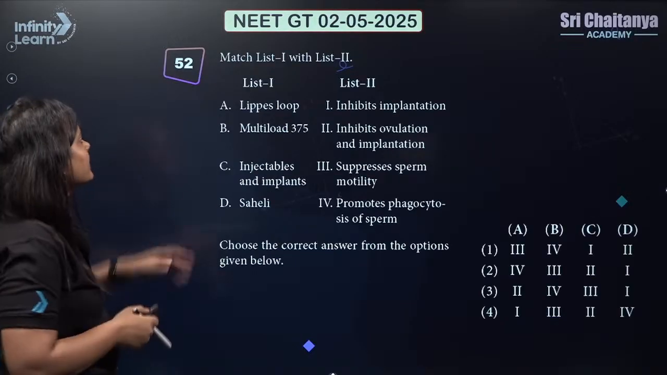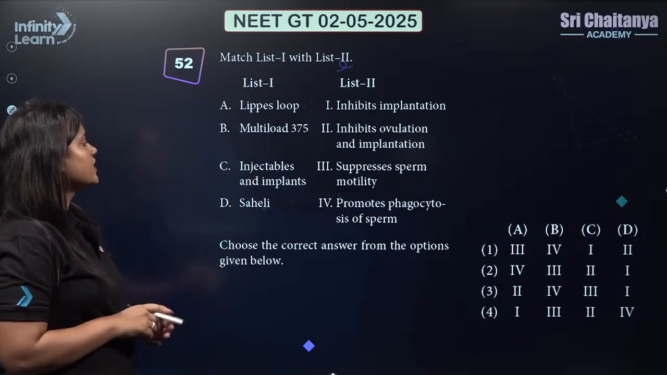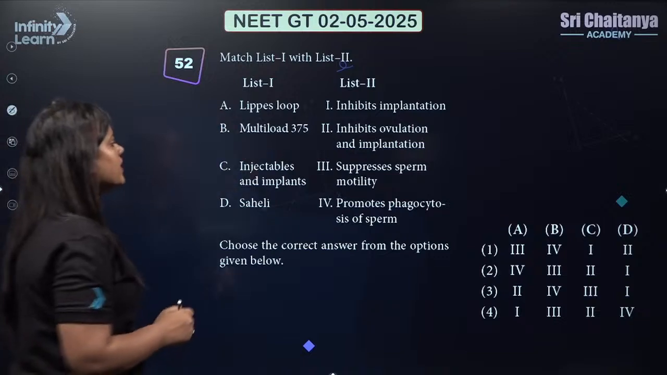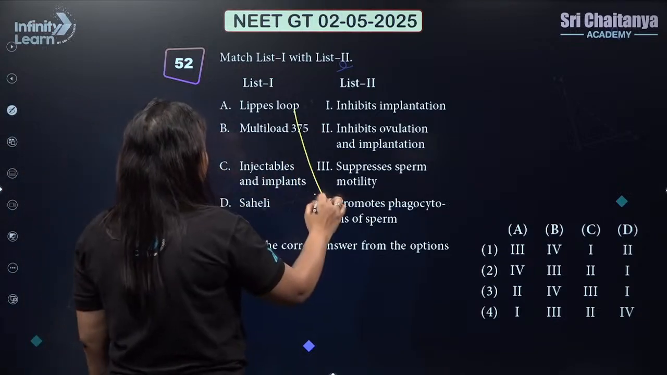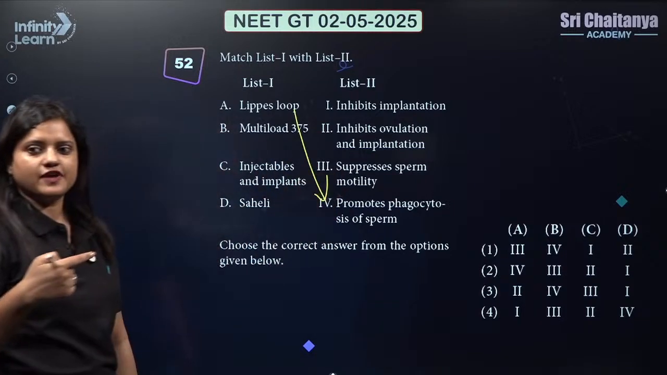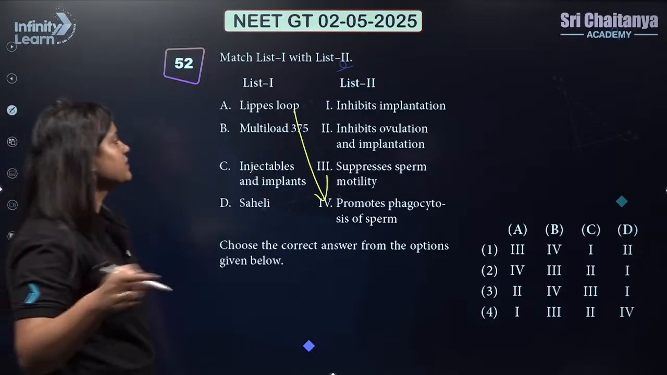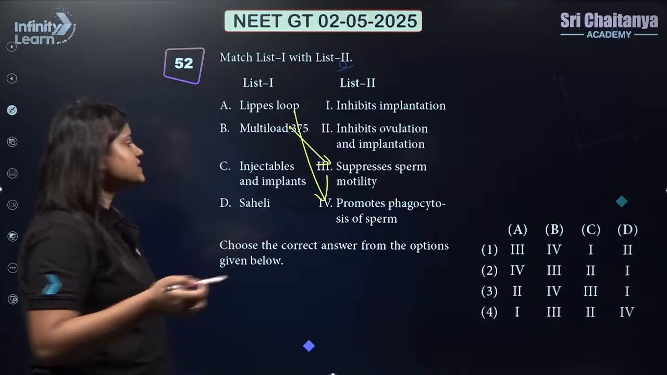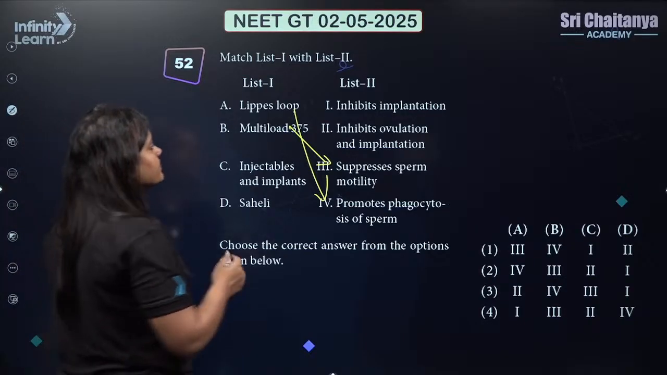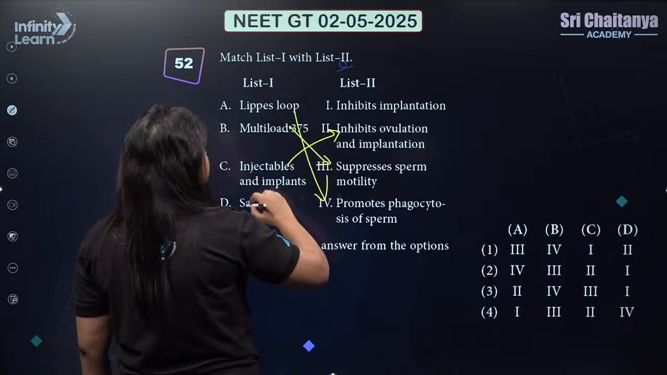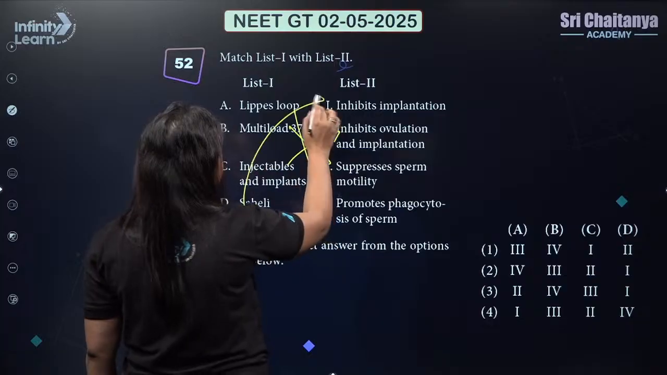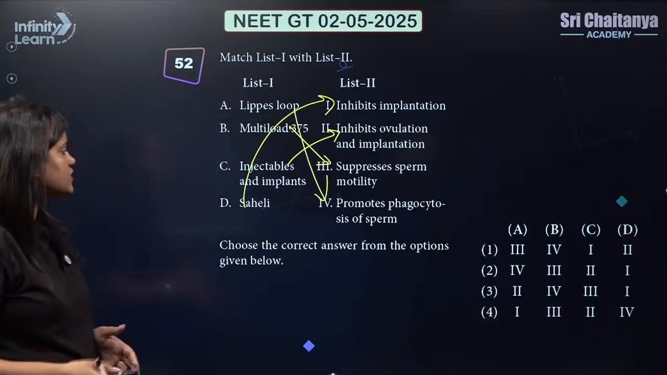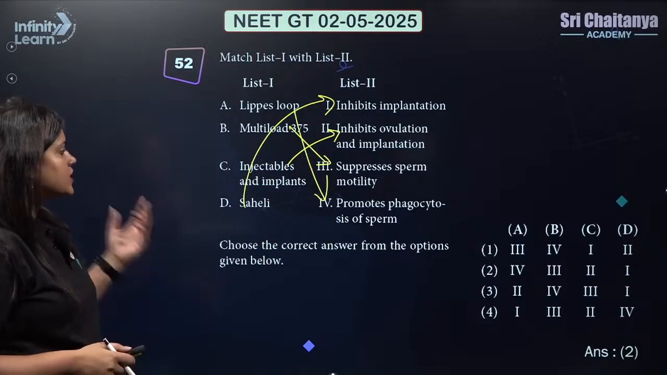Yes. Good. So again, we have the following question. Lippes loop promotes the phagocytosis of sperm. Multiload 375 is a copper releasing IUD that suppresses the sperm motility. Injectables and implants inhibit ovulation and implantation, and Saheli inhibits implantation. So the correct answer here should be 2.